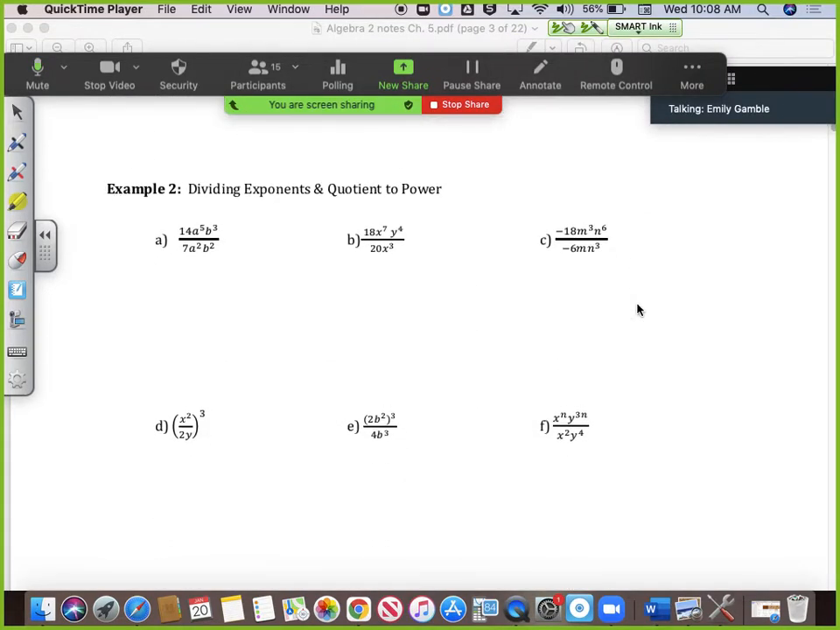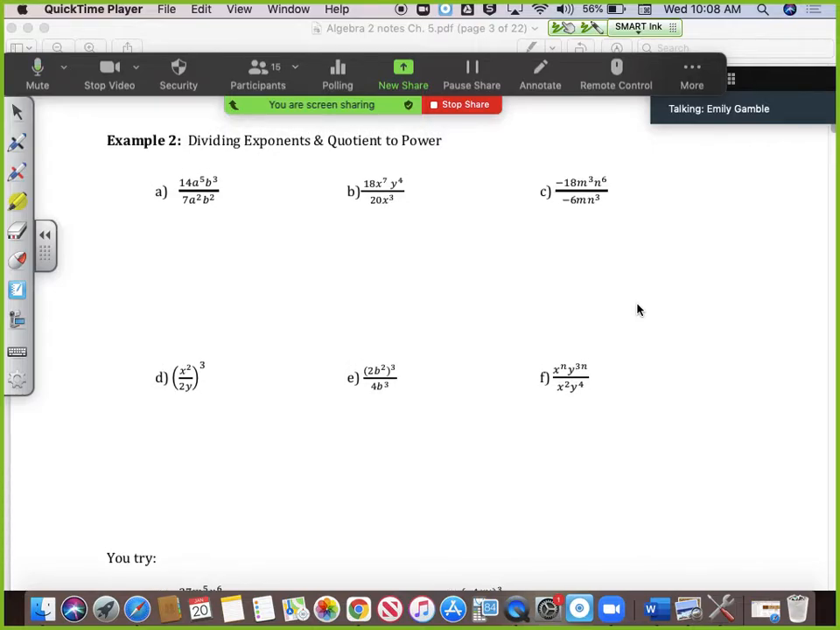So if you flip over, if you haven't already, to example 2, we now have a series of questions that are asking us to divide exponents and use the quotient to power rule. When you're simplifying exponents that are in fraction form, you are going to be doing two things essentially. You're going to be looking for coefficient numbers first, like the 14 and the 7, and you're going to simplify any fraction numbers like you would normally. Like if I gave you a fraction and I said simplify 14 over 7, you would simplify that to be 2 because 14 divided by 7 is 2.